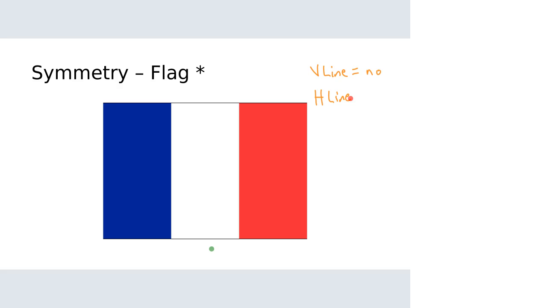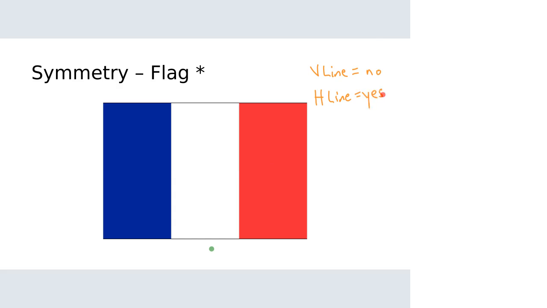If we're to draw in a horizontal line and fold it, does it land on itself? Now blue and blue match, red and red match, white and white match. So everything matches here. This way, we do have horizontal line symmetry. So that would be a yes.